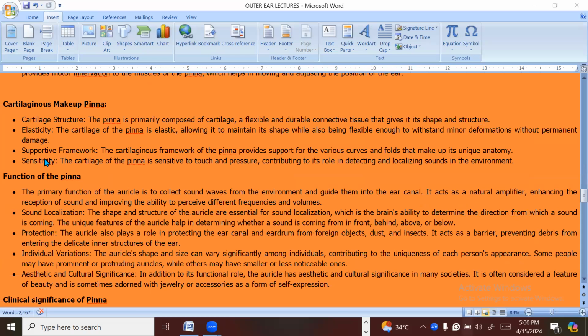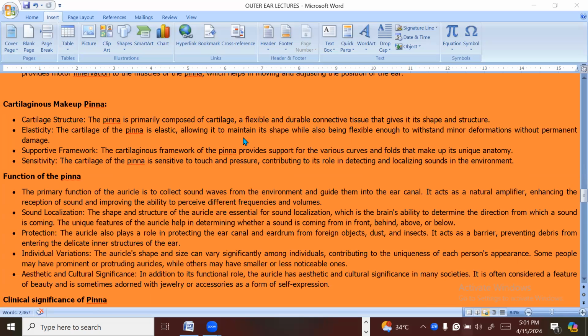Now let's look at the cartilaginous makeup of the pinna. The pinna is primarily composed of cartilage, which is a flexible and durable connective tissue that gives it its shape and structure. The cartilage of the pinna is elastic, allowing it to maintain its shape while also being flexible enough to withstand minor deformations without permanent damage. So the cartilage is a bit elastic.